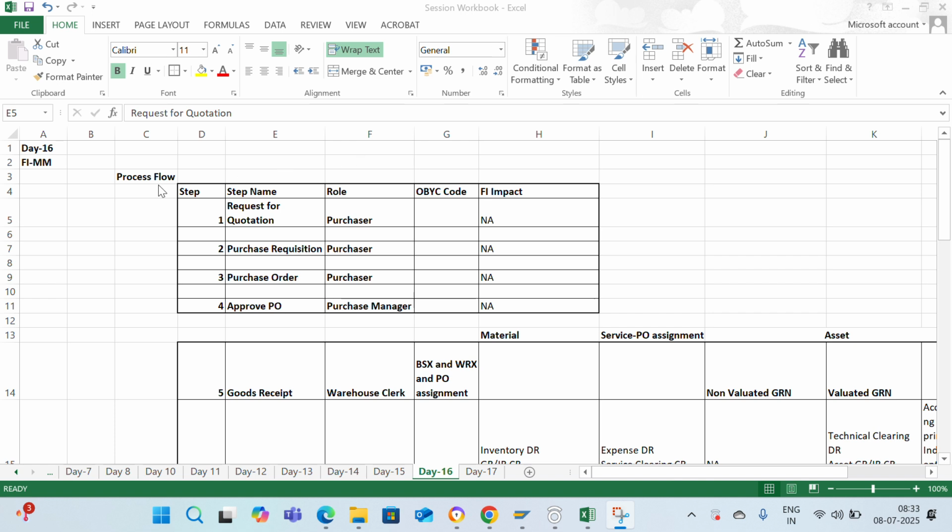Good morning, everyone. Let us start with day 16 of our regular SAP FICO session. The topic that we'll be covering today is FIMM integration, means integration of financial accounting with procurement module.